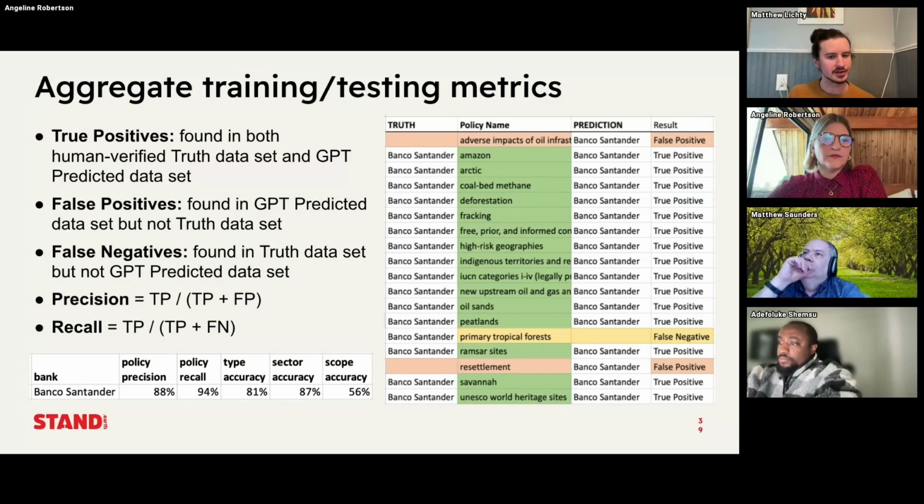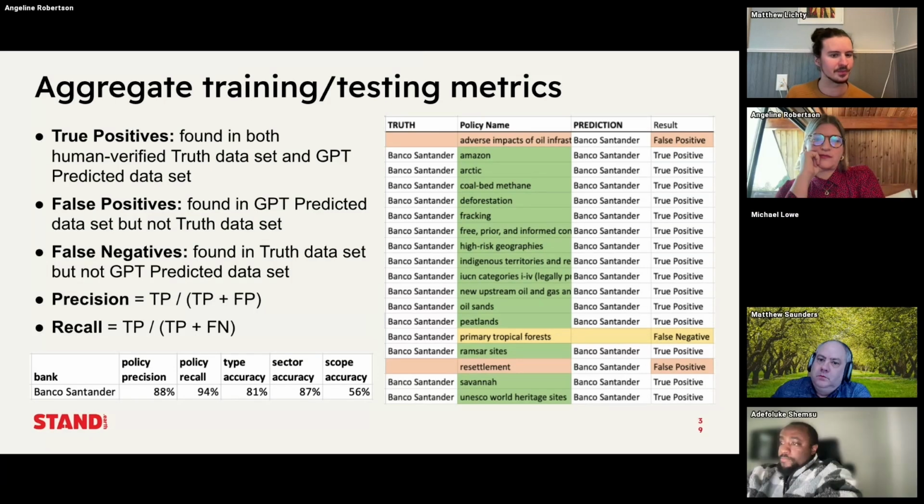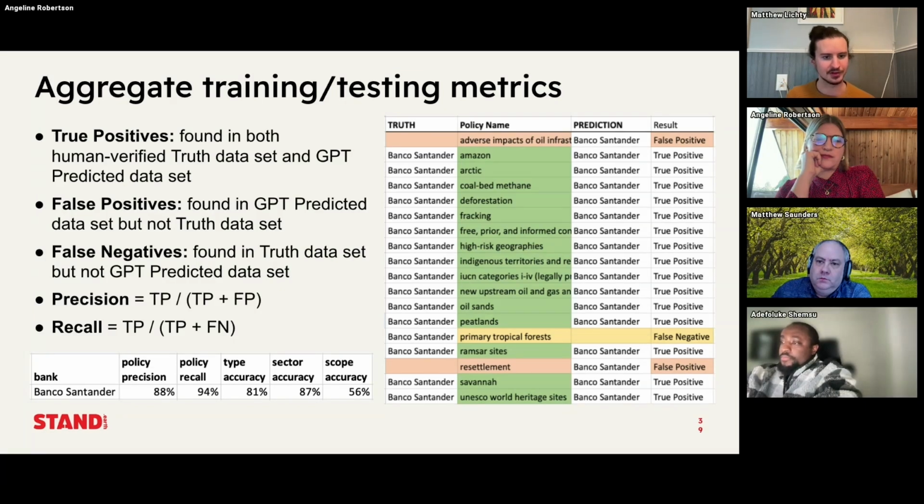GPT returns all the results from a training analysis, and the code extracts the policy summary tables into data frames. And then for each bank, it joins policies from the truth set, which is what we have verified as researchers, and from the GPT predicted set that we just received from its analysis. It joins the two sets of data based on policy names as shown in the table. So you can see that the rows highlighted in green have a policy name that matched in both the truth data and the GPT predicted data, which means they are true positives.